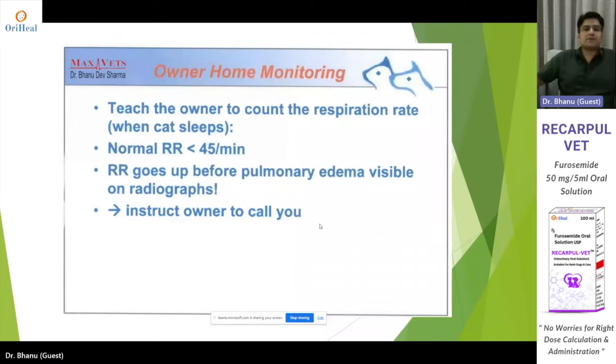So the respiratory rate goes up before pulmonary edema is visible on the radiographs. And as I said, the owner has to be given instructions that once this crosses this limit, they need to see you immediately.